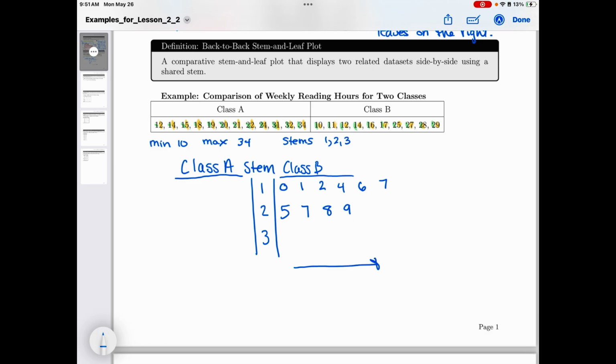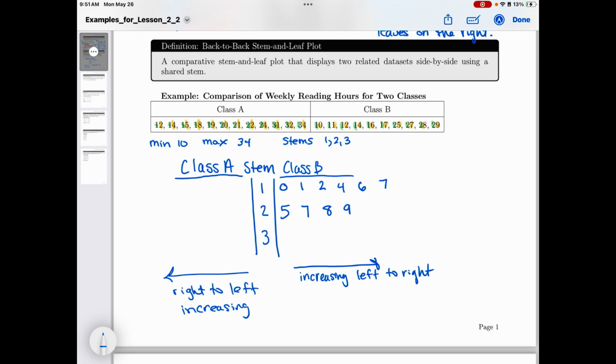So just like in the previous example, we want to make sure that the values are increasing left to right, coming out from the stem. When you're doing a stem and leaf plot that's side by side, when you're doing your data set that's on the left, you want it to be increasing coming out from the right to left. So the smaller number should be closer to the stem.